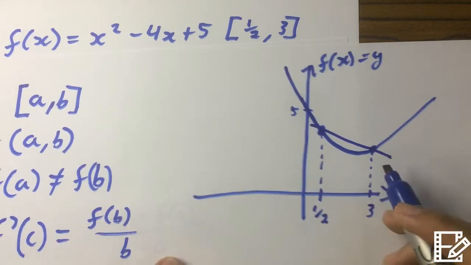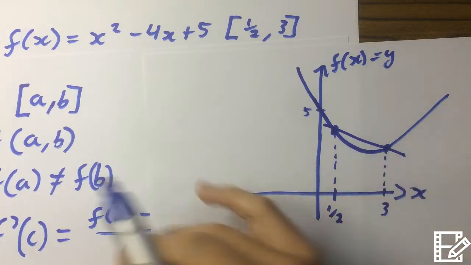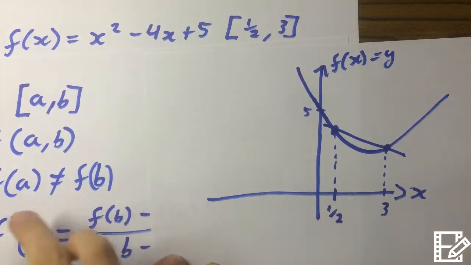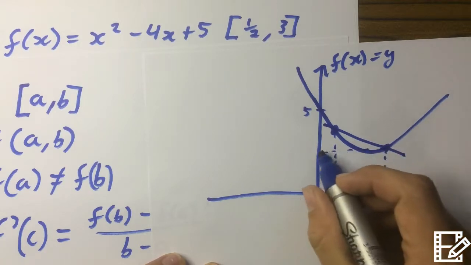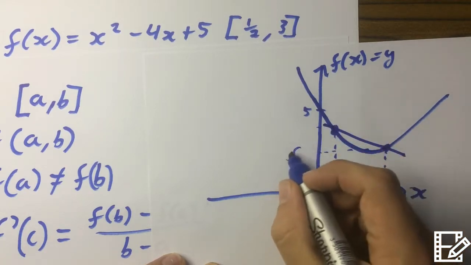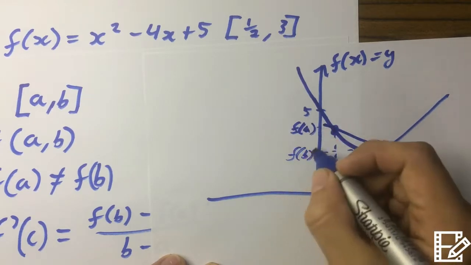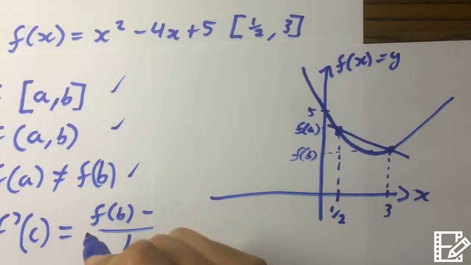So is it continuous from a to b? Yes, no breaks. Is it differentiable? Yes, there are no changes or sharp points. And does the function of a equal the function of b? Well, this is our a point and this is our b point, and therefore our function of b would be here, and our function of a would be here. Therefore, they're not equal. So these are all ticks, and we use this.